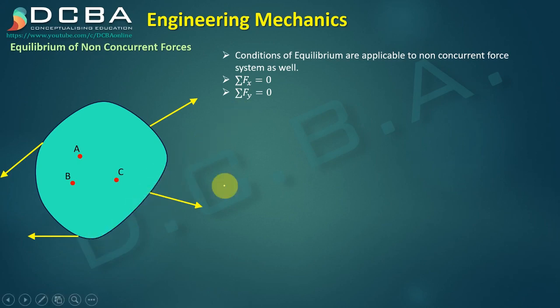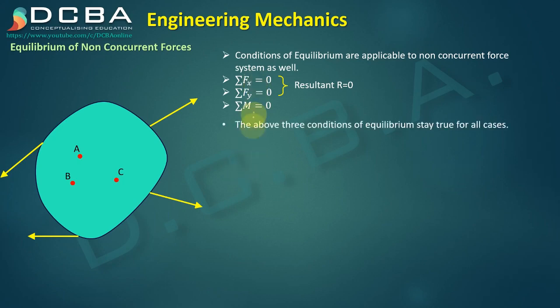First we can see here summation Fx and summation Fy is 0. These two conditions itself mean that we are saying that the resultant of this entire system is going to be 0, right? So the resultant of this entire system is 0. The third condition is summation M is equal to 0. Okay. These are true for all the cases of equilibrium.